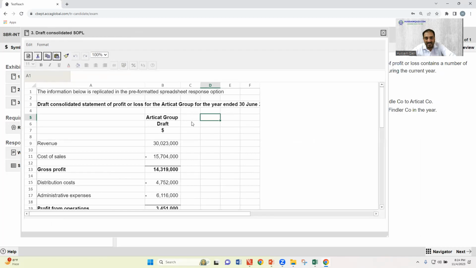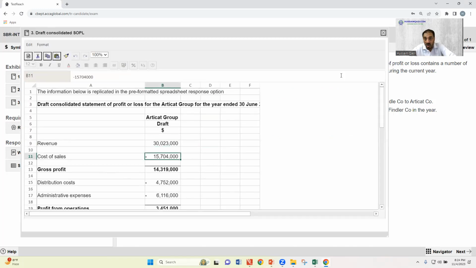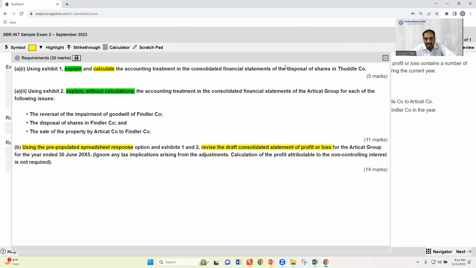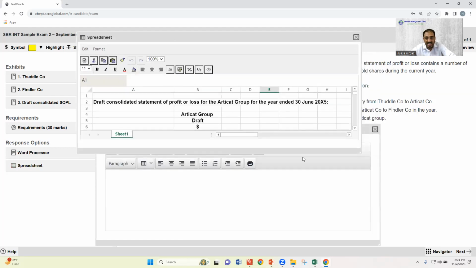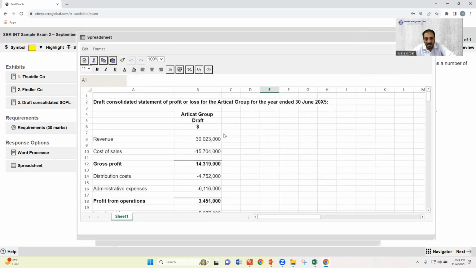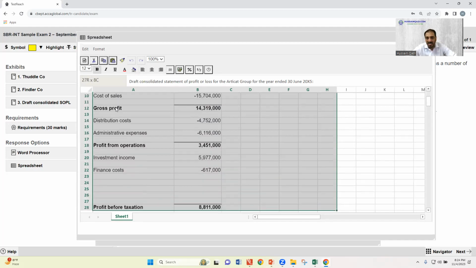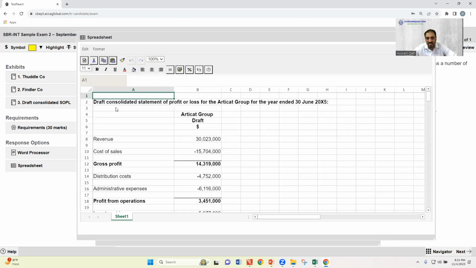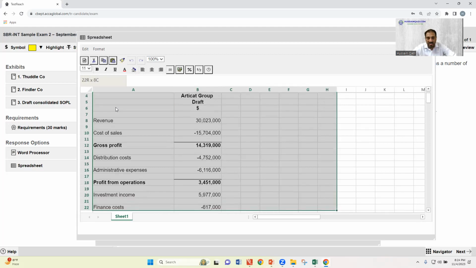With the exhibit, the draft statement is available, but the cells are locked, and you will face the same. Then come the requirement, and then the word processor and the spreadsheet. With the response option spreadsheet, this is the pre-populated consolidated accounts. Pre-populated means already designed consolidated accounts. Here it is the consolidated income statement; the examiner can ask for the balance sheet or cash flow.